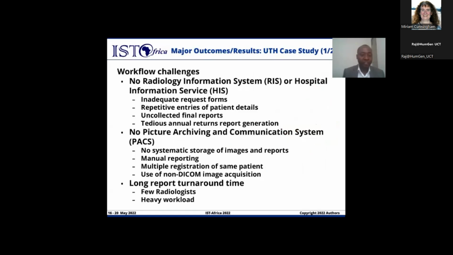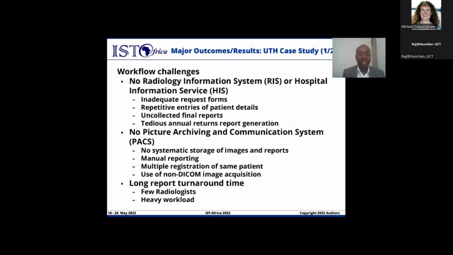Our case study at the university teaching hospitals reviewed the following workflow challenges: that there is no radiology information system or hospital information system. As a result, request forms for imaging examinations are inadequately prepared. There is repetitive entry of patient details at every step of the process. Final reports remain uncollected in the department and therefore are not feeding back to the requesting physicians to influence the management of the patients. And the preparation of annual returns in the department tends to be tedious because the process is manual.